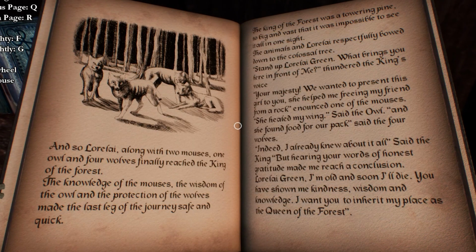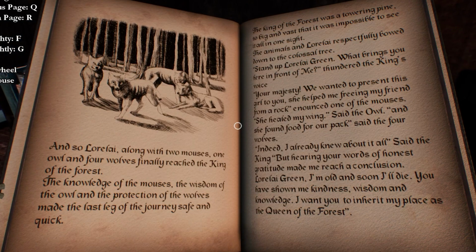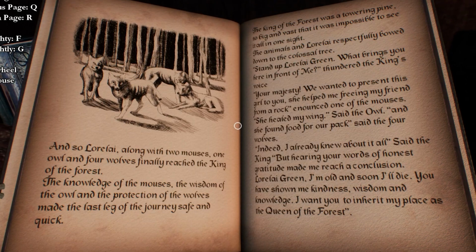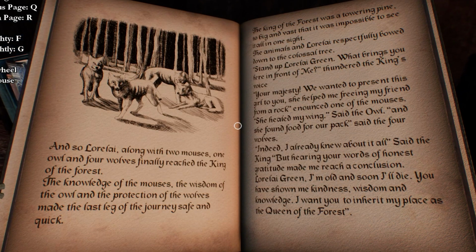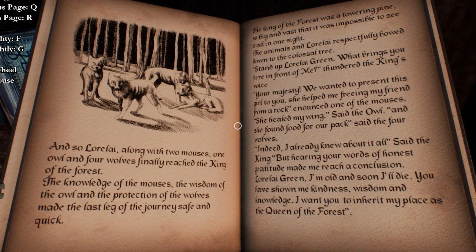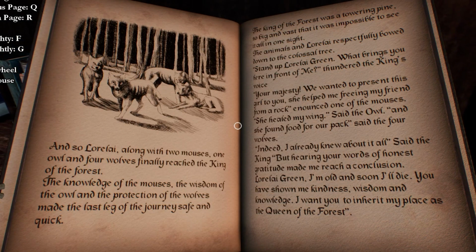"And she healed my wings," said the owl. "And she found food for our pack," said the four wolves. "Indeed, I already knew all about it," said the king. "But hearing your words of honest gratitude made me reach a conclusion.